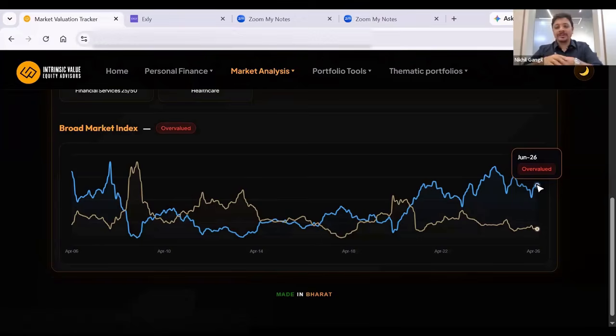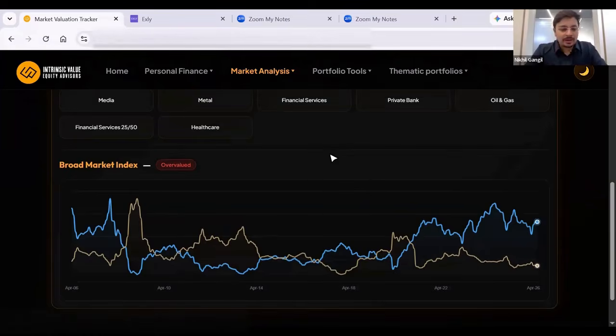It does not wait for RSI to turn negative, because by the time RSI turns negative, 20% of your portfolio will be down, right? It tells you in a realistic manner whether the market is undervalued or overvalued. So let's look at the broad market index. I have shown you it is definitely overvalued, and the divergence is also huge.